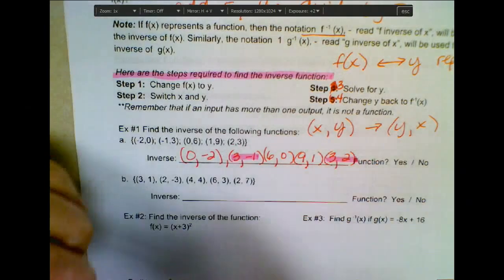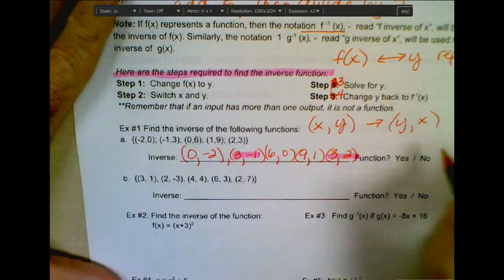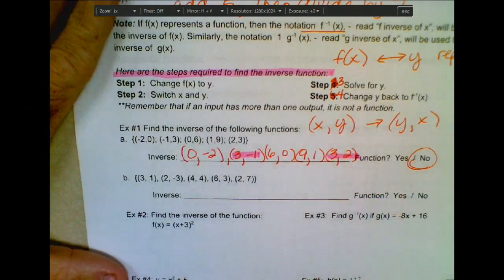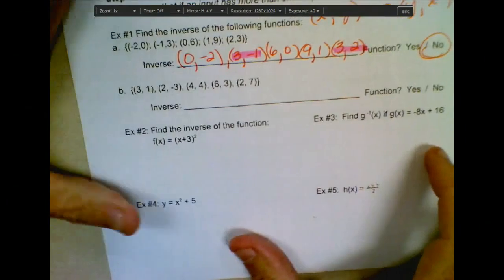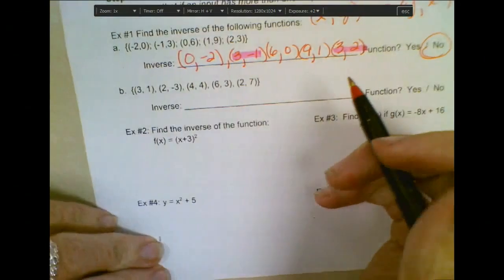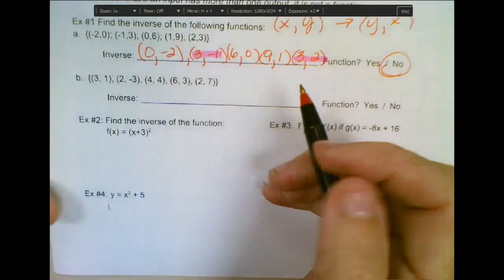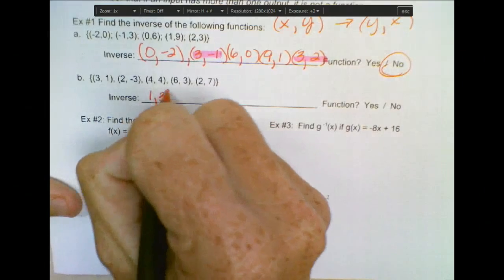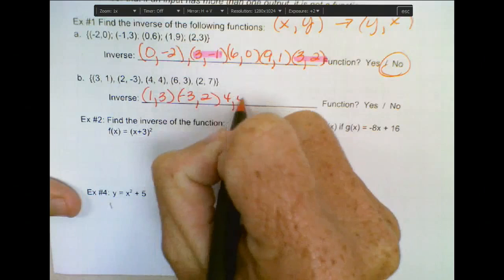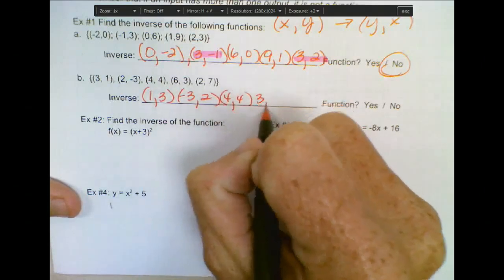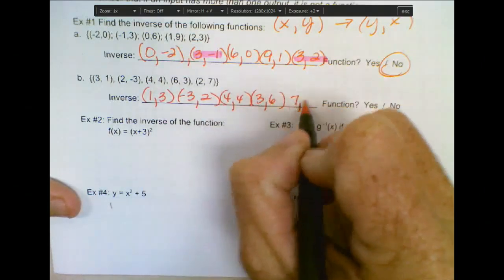Twice with two different resulting outputs. So this one is not a function. The inverse for B would be 1, 3, negative 3, 2, 4, 4, 3, 6, and 7, 2.